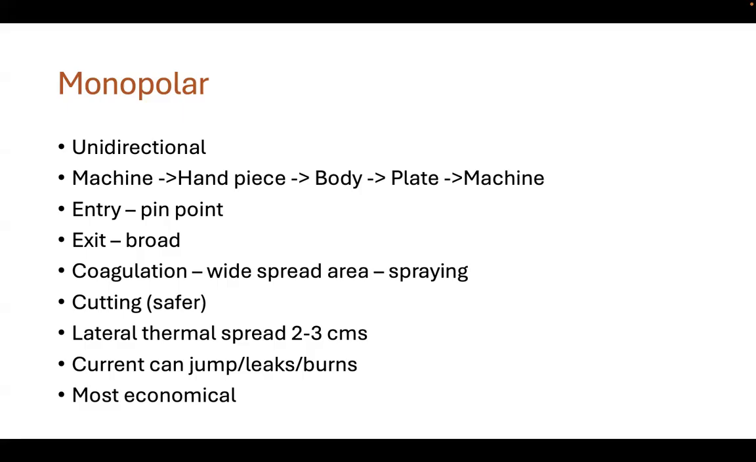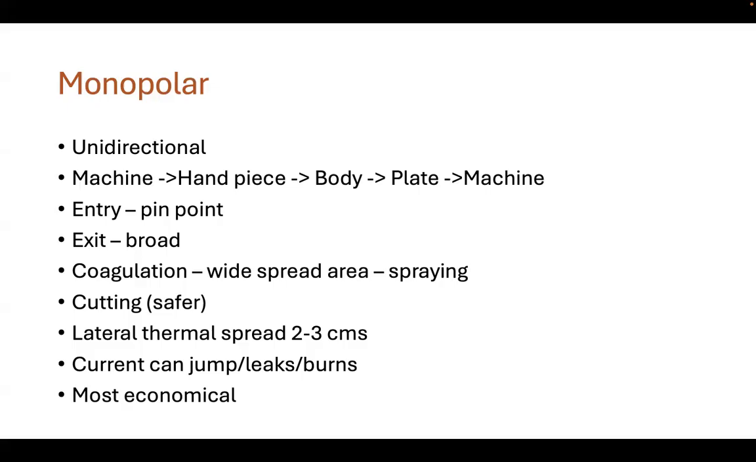The electrical energy arises from the electrosurgical unit, goes through the cord to the handpiece. From there, it goes to the tissue, then through the body of the patient to the plate, and back to the machine. This entire circuit has to be completed for monopolar to work. The entry point of the electrical energy, that is the handpiece you're using, be it in open or laparoscopic surgery, is always very pinpoint. It's a small thing. That is to reduce the resistance and to ease the flow of electric energy.